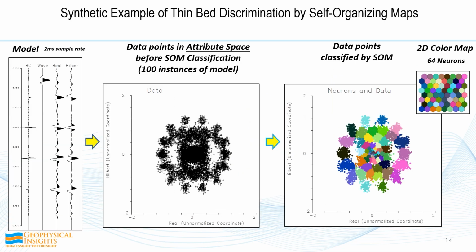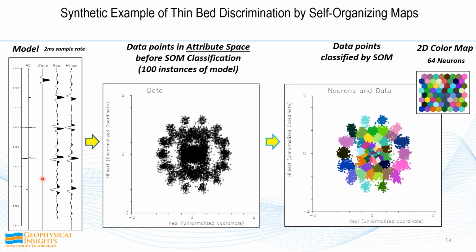That was a hypothetical cross plot of 2 attributes, and this is a similar but synthetic example that shows classification by SOM of data points that have simply 2 attributes. This synthetic example was made by our CEO, Tom Smith, and what we have is a model. You can see our timeline here with reflection coefficients. We have a positive low amplitude peak, trough peak doublet, peak trough doublet, and then a weak trough down at the bottom.